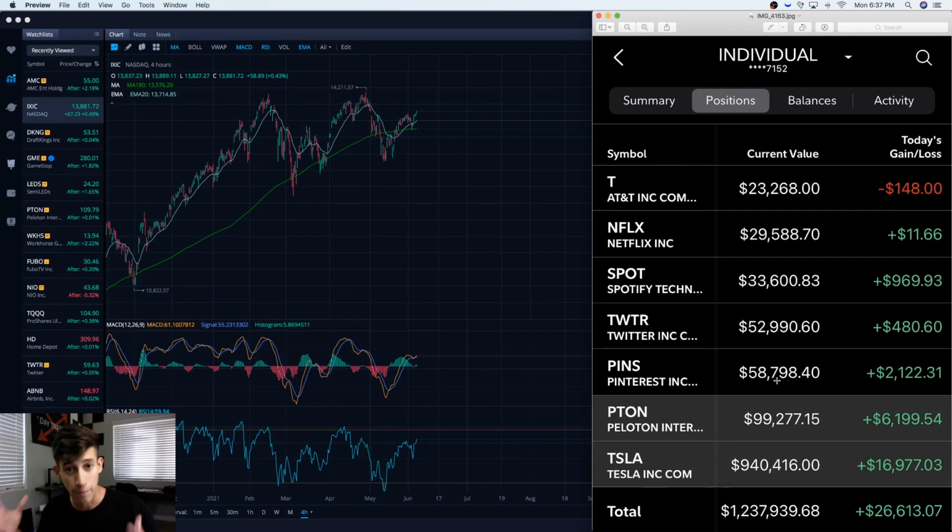My goal is by the time that the overall market hits all-time highs, that I am at least $100,000 invested in AT&T, Netflix, Spotify, Twitter, Pinterest, Peloton. And the reason why is, if and only if it begins to indicate signs of an uptrend, then it would actually make sense to invest in these companies. So that's what I'm really excited for.